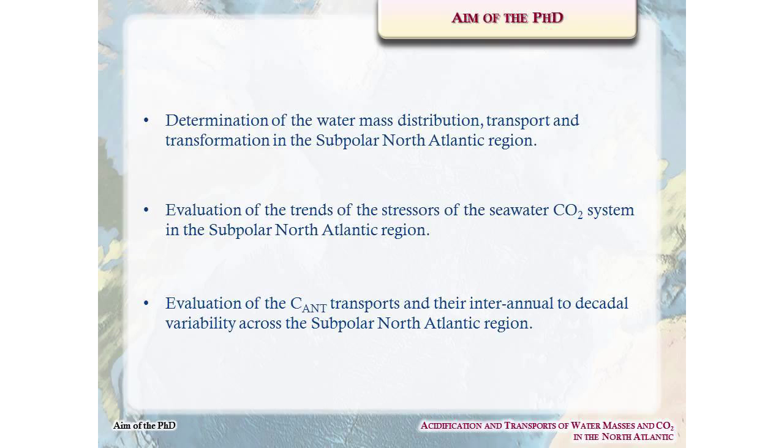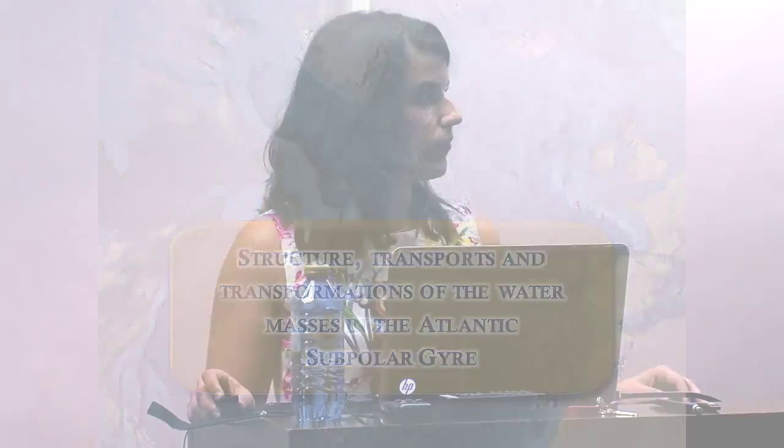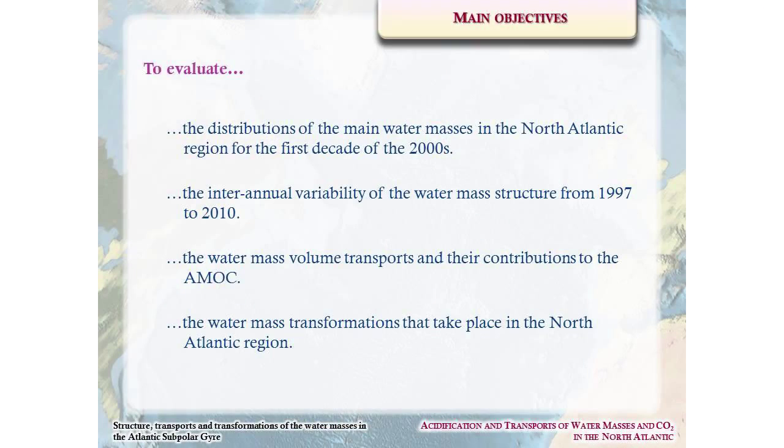So I'm going to expose the results of the first study, in which we accomplished the first goal of my PhD. In this study, we studied the structure, transports, and transformations of the water masses in the Atlantic subpolar gyre. The concrete goals of this study were to evaluate the distributions of the main water masses in the North Atlantic region for the first decade of the 2000s, to evaluate the interannual variability of the water mass structure from 1997 to 2010, to evaluate the water mass volume transports and their contribution to the Atlantic meridional overturning circulation, and to evaluate the water mass transformations that take place in the North Atlantic region.